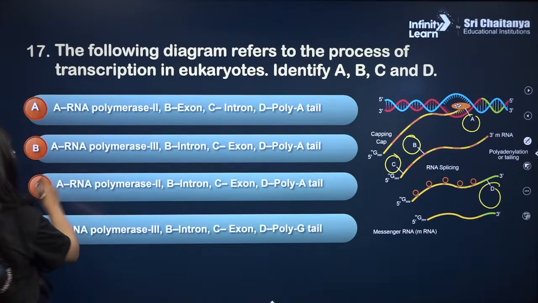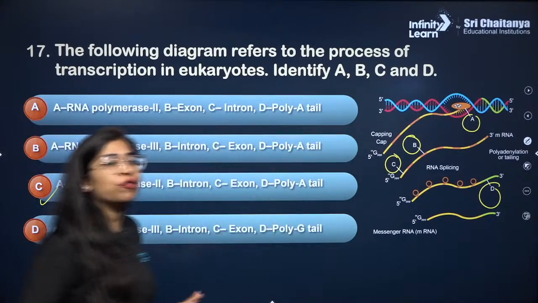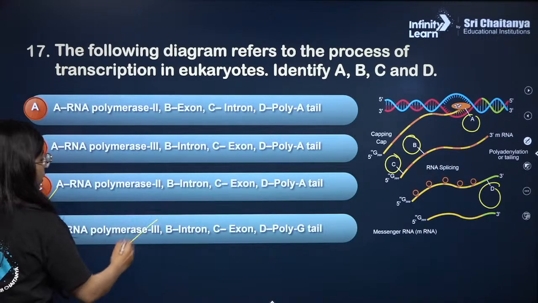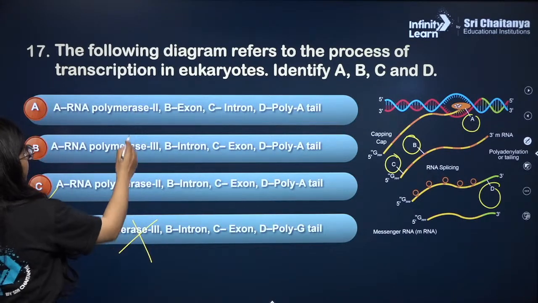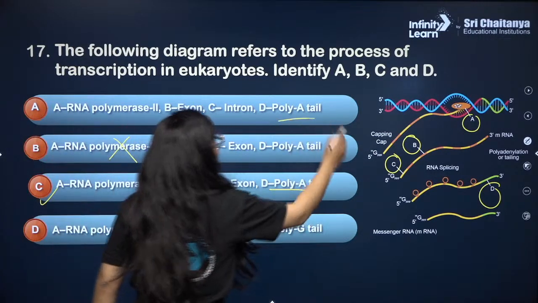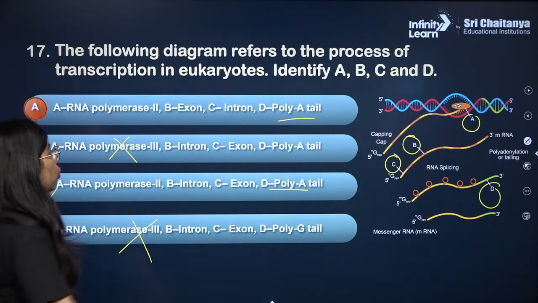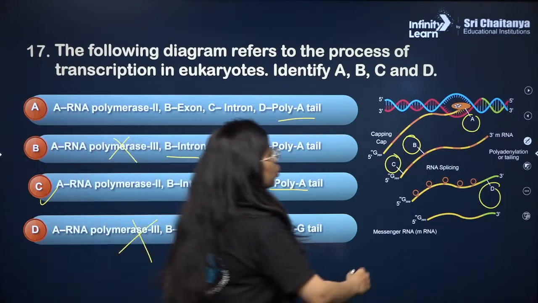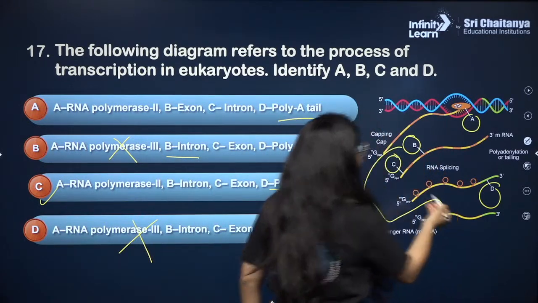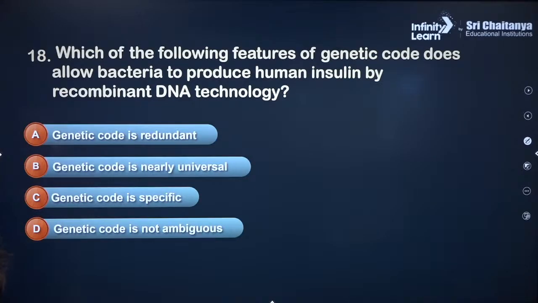The answer is C. Even if you know that it is RNA polymerase 2 which is involved in the process, you can easily eliminate D. Both of them are poly A tail, I know that. The next thing is, I already know that introns are the non-coding ones, so introns are not appearing in the final one. Very good, everyone. My answer is option number C.